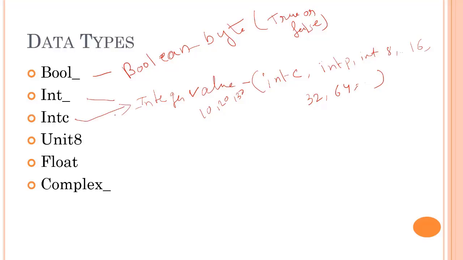Now move to intc. Just now I told, intc also, the same way we are using for integer values. We have another data type called uint8. Basically this uint8 is an unsigned int. This is also one type of integer data type, but it is an unsigned integer.